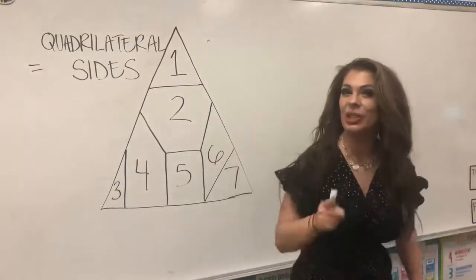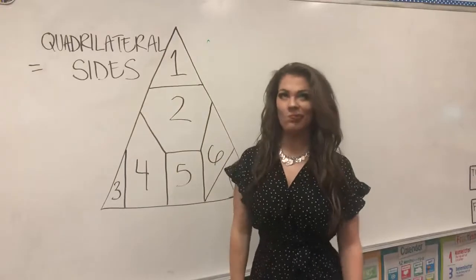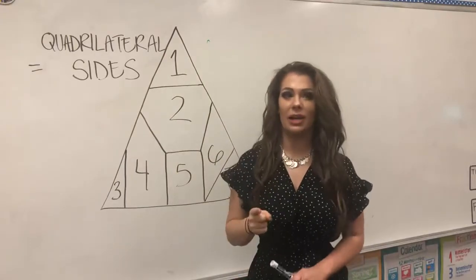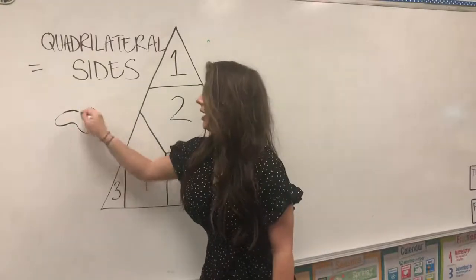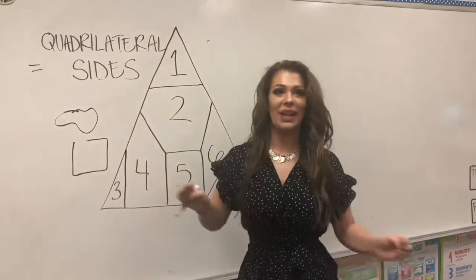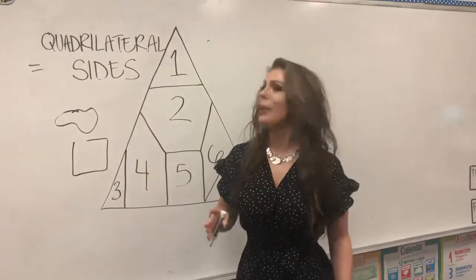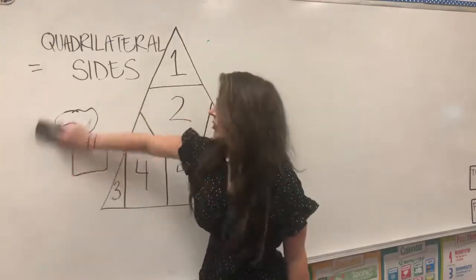Hi there! Do you remember what a quadrilateral is? That's a polygon, which means it's got straight sides, not wavy. And a polygon means it goes all the way connected. It doesn't have an open gap. But a quadrilateral, how many sides does a quadrilateral have?